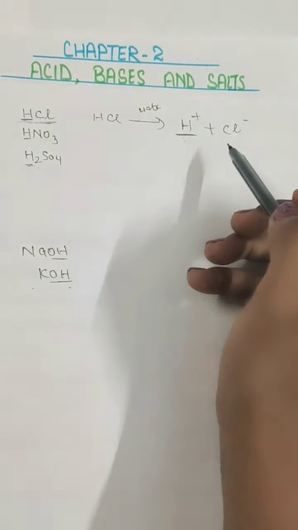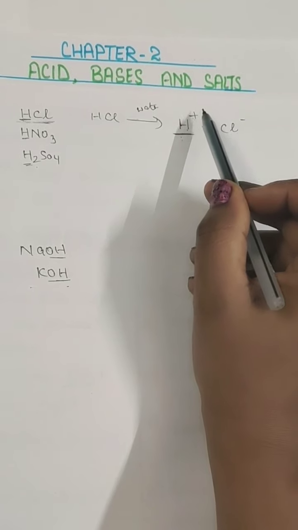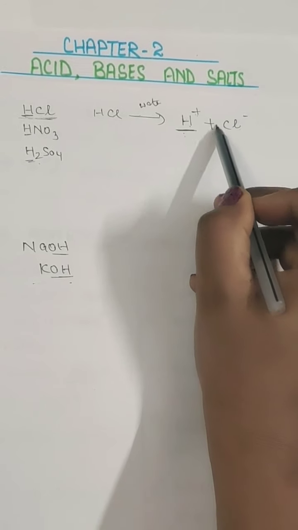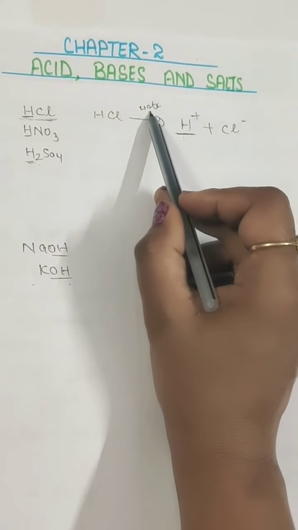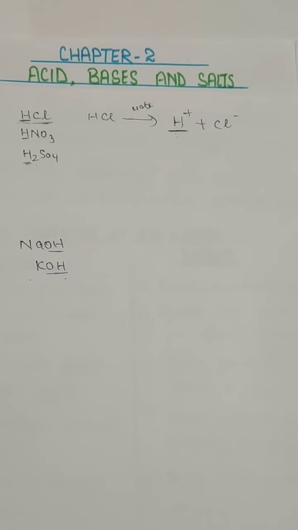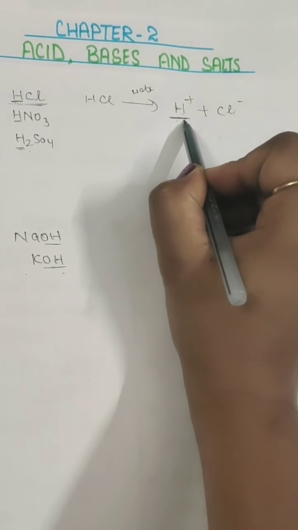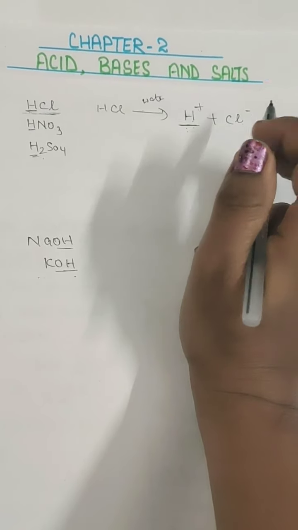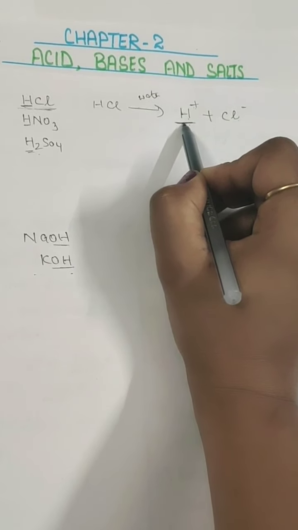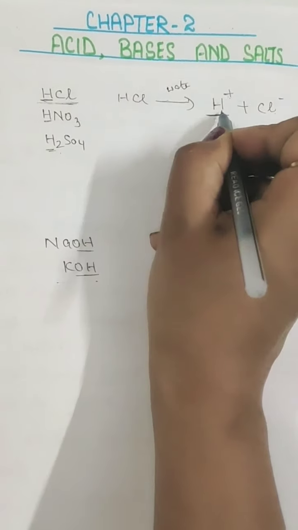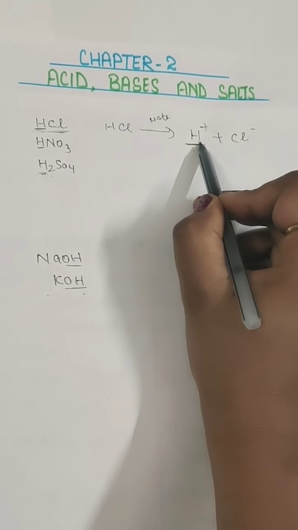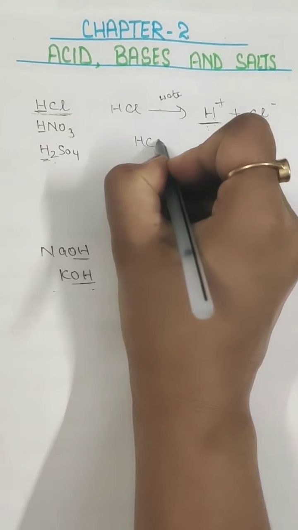Now when it dissociates, it is released again into its original form: the hydrogen ion will be separated and the chloride ion will be separated. But it will only happen when we dissolve it in water. So whenever we dissolve any compound in water, if it releases this hydrogen ion, that means it is called an acid. If any compound does not dissociate into this hydrogen ion, that means it is not an acid. For example, here HCl is mixed with water. It breaks down into its ions, hydrogen ion and chloride ion, and then further dissolves again in water.